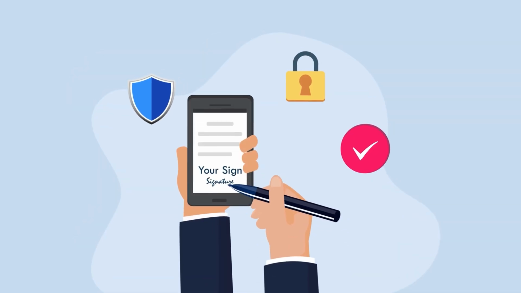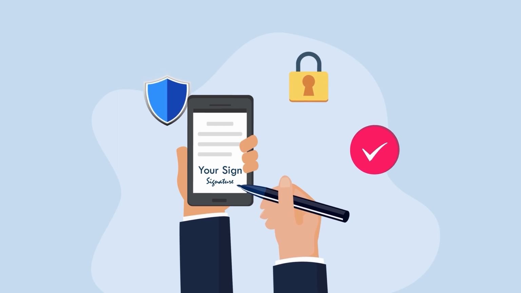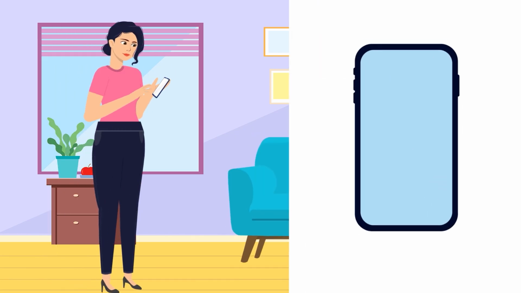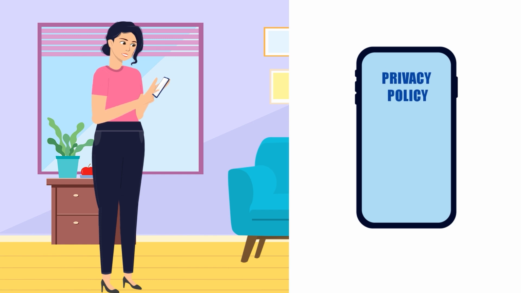Number 6 is visibility and transparency. This means being open with users about how their data is being collected and used. For example, you should have a clear privacy policy that explains exactly what data is being collected and how it's used, so users can trust you with their information.